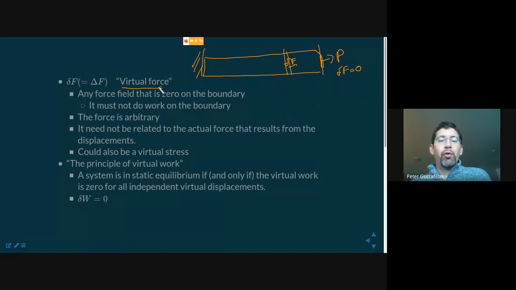So with this virtual force, if we have strain at this point, and I want to be careful with my displacement symbol, I'll call that U. If I have strain at this point and I have displacement at this point, then this virtual force does an increment of virtual work that is delta F times U.